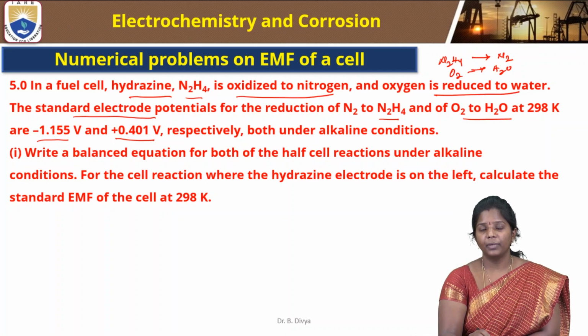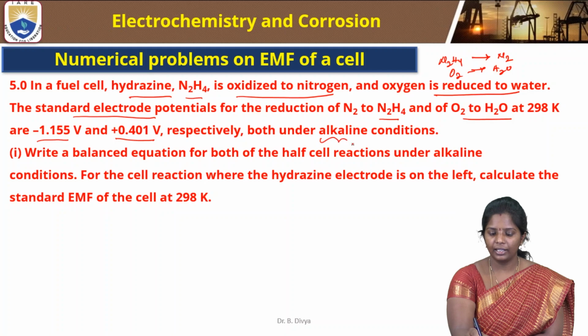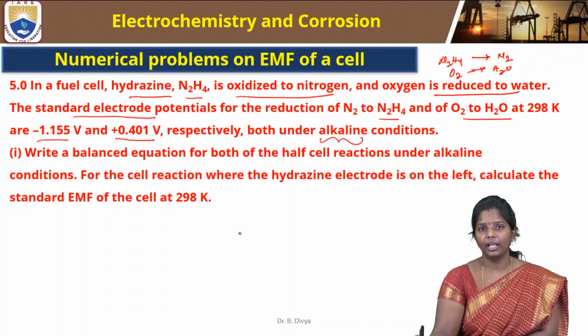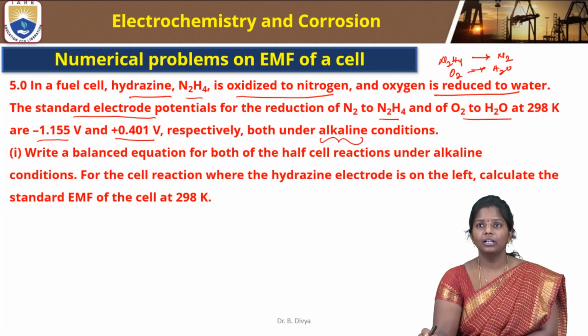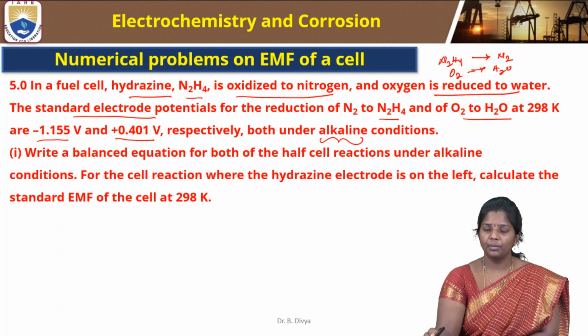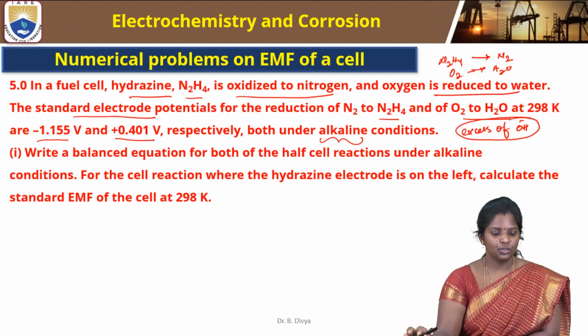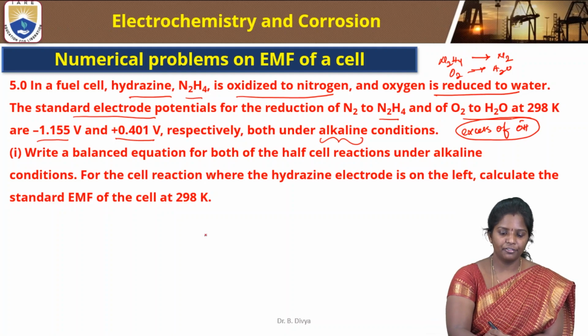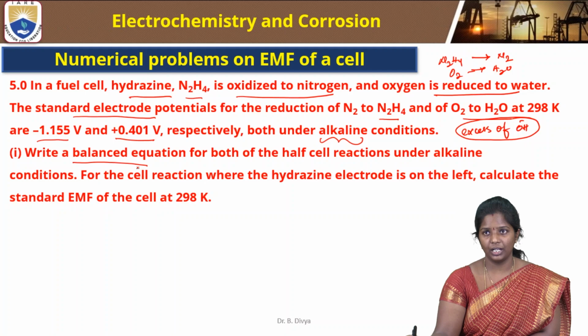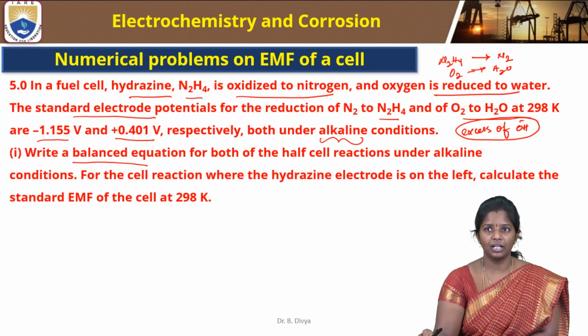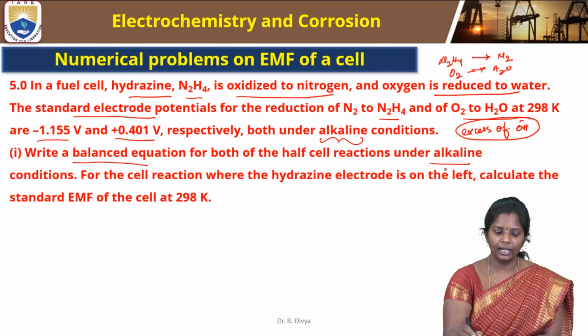Under what conditions? Under alkaline conditions. They have clearly given that alkaline conditions are present. So it means an excess of OH minus ions, hydroxyl ions, will be there. So under alkaline condition, now what we have to find out? Write a balanced equation for both the half cell reactions. Now we have to write the half cell reactions under alkaline conditions.